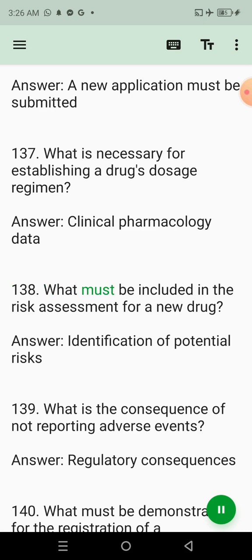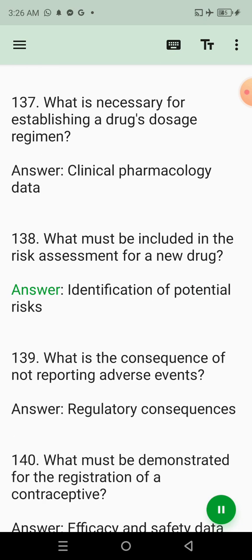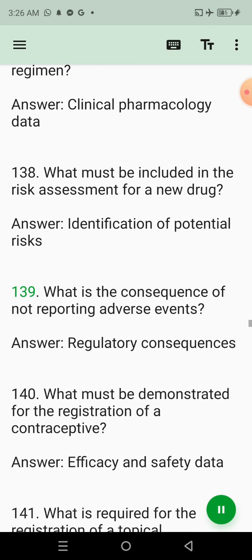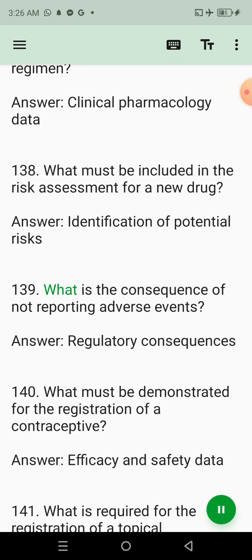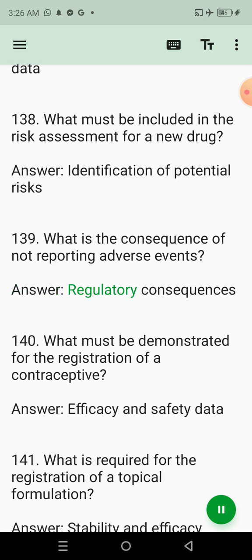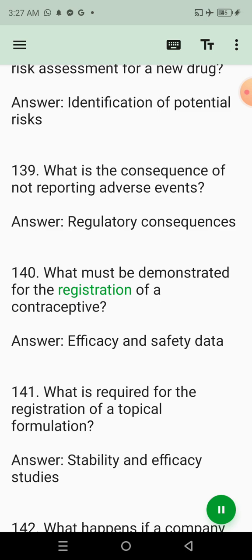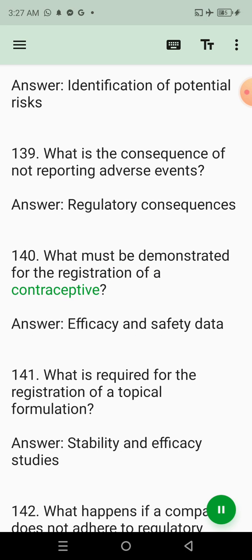138. What must be included in the risk assessment for a new drug? Answer. Identification of potential risks. 139. What is the consequence of not reporting adverse events? Answer. Regulatory consequences. 140. What must be demonstrated for the registration of a contraceptive?